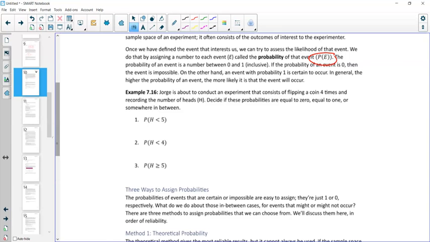George is about to conduct an experiment that consists of flipping a coin 4 times and recording the number of heads. Decide if these probabilities are equal to 0, equal to 1, or somewhere in between. So what is the probability that the number of heads is less than 5? Well, he's flipping the coin 4 times, so the most number of heads we can get is 4. So that probability is going to be 1.